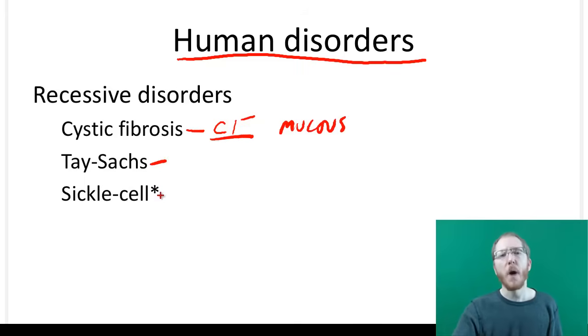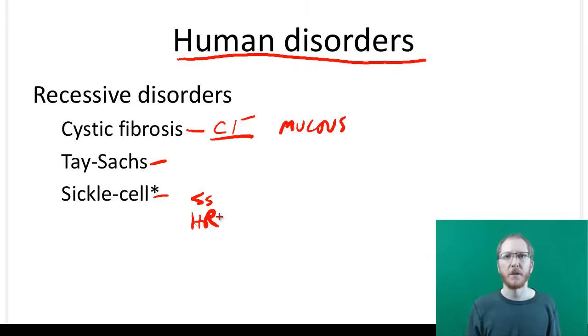Then sickle cell I threw on here with an asterisk because it's kind of an oddball. I put it here just because its inheritance pattern is recessive, in the sense that you only get sickle cell disease or sickle cell anemia if you're homozygous recessive. Even though it's actually codominant, because you only get the negative effects if you are homozygous recessive, its inheritance pattern will be the same as a recessive disorder. So while it is caused by a codominant gene, we'll treat it like homozygous recessive.